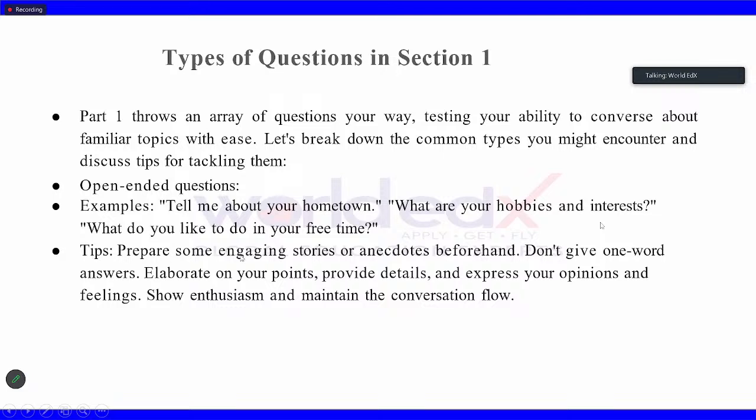Prepare some engaging stories or anecdotes beforehand. Don't give one-word answers. Elaborate on your points, provide details, and express your opinions and feelings. Show enthusiasm, maintain the conversation flow. You should not be dull. You should be energetic on the day of exam. You should be confident enough. You should be well dressed. See, all these things at the end will help you make a great first impression. And part one of the speaking section is all about your first impression to the examiner.